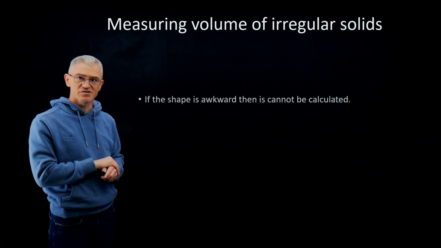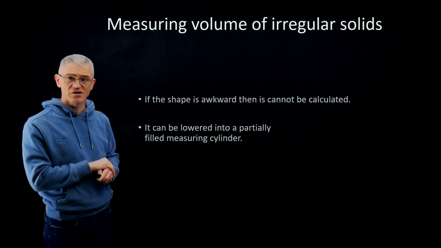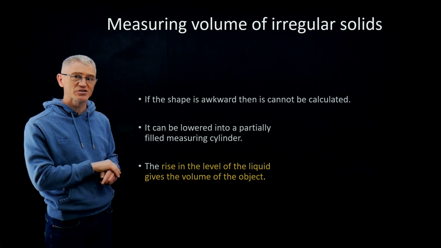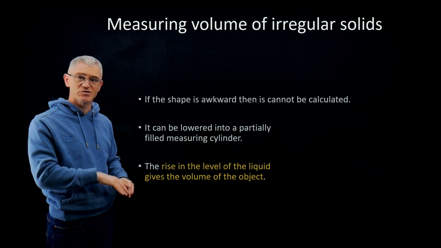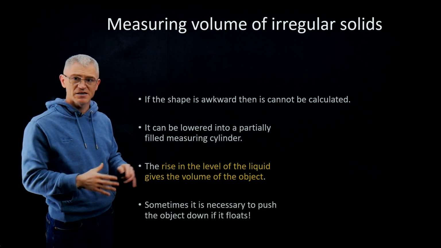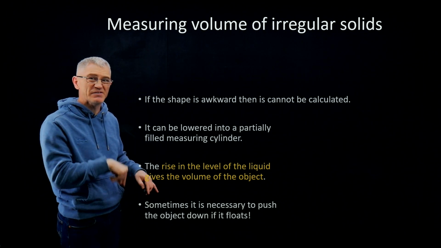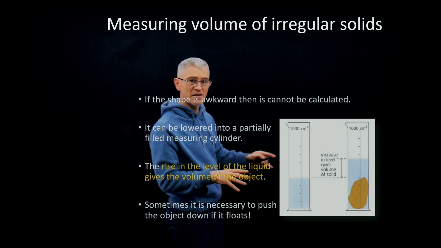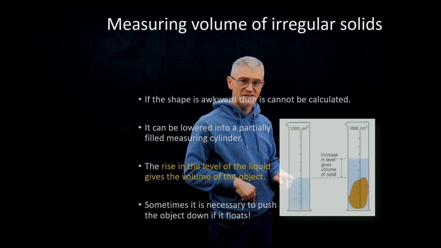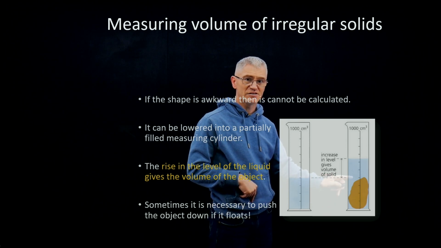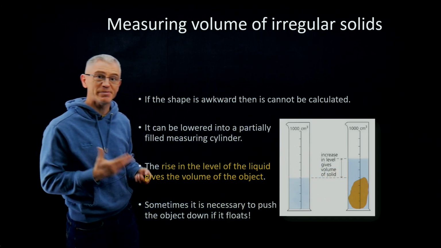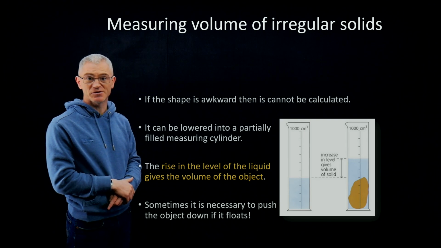Now, if it's an irregular solid and it's awkward, can't be calculated, you can lower it into a partially filled measuring cylinder. And then the rise in the level of the liquid gives the volume of the object. And sometimes it's necessary to push it down if it floats. So let's have a look at this. And you can see here, here's my original level. And then there's the rock. And then you can see the difference between here and here is going to be the volume of your rock. Okay, and that's the best way of doing it, really. It's a really, really good way of doing it.